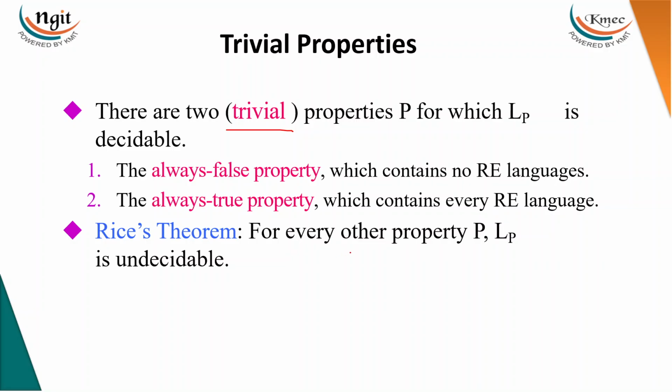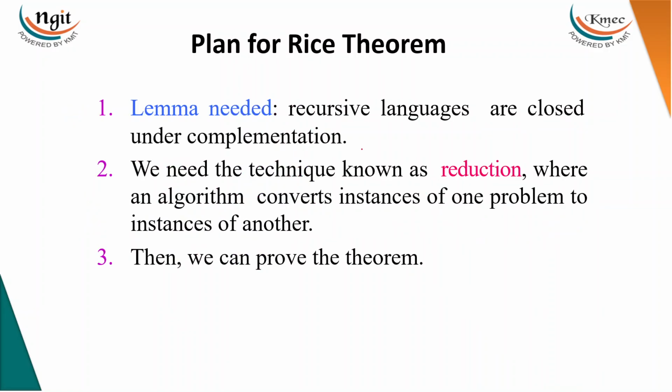So Rice theorem says that for every other property P, that is neither always false trivial nor always true trivial, the language is an undecidable problem. Recursive languages are closed under complementation. So we need a technique known as reduction, where an algorithm converts an instance of one problem to an instance of another problem. Then we can prove it, as I told you.